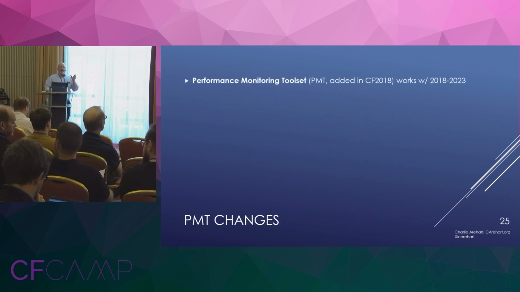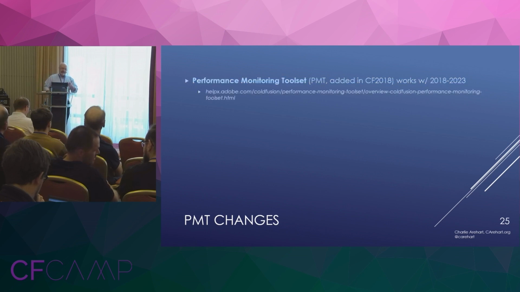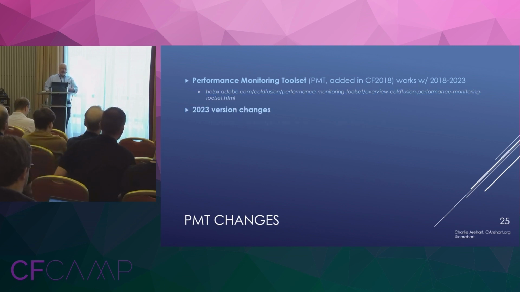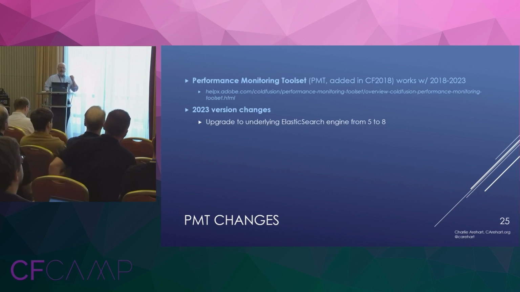The performance monitoring tool set, that was added in CF 2018, and it works with 2018 and 2021 and 2023. The PMT is what it's called. If you don't know about it, again, here's a substantial part of the docs to understand how the PMT works. And it's changed in 2023. I just wanted to point it out. They've upgraded its underlying Elasticsearch engine. So its data store is an Elasticsearch that Adobe includes in there.